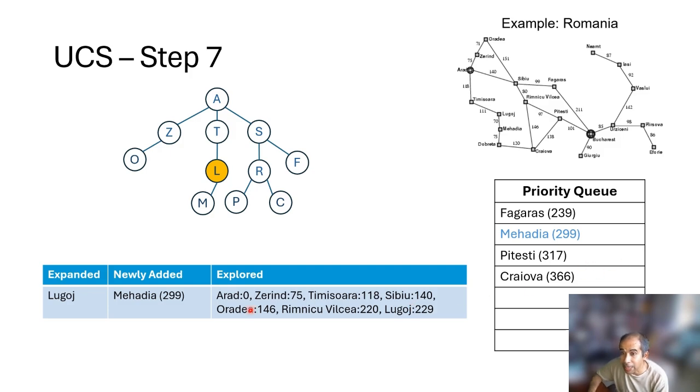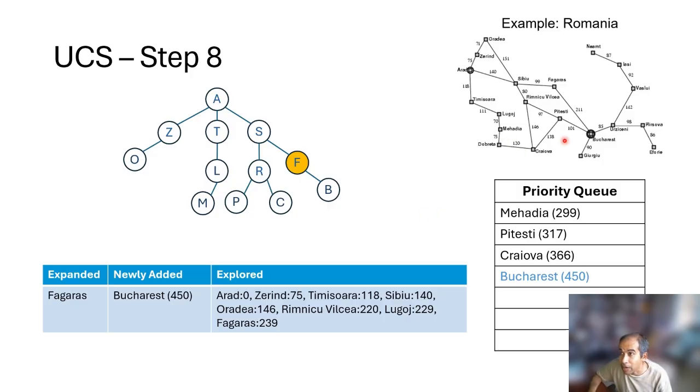So Mehadia is added, and then the cost is 118 plus 111 plus 70, and it's at 299. So when we sort it, Mehadia is above Pitești and Craiova. So next one to take out is Fagaras. And when we take out Fagaras, we will expand it and we'll find the path to Bucharest, which is 140 plus 99 plus 211, which is 450. And then Fagaras is added to the list of visited nodes, and Bucharest is added to the priority queue.